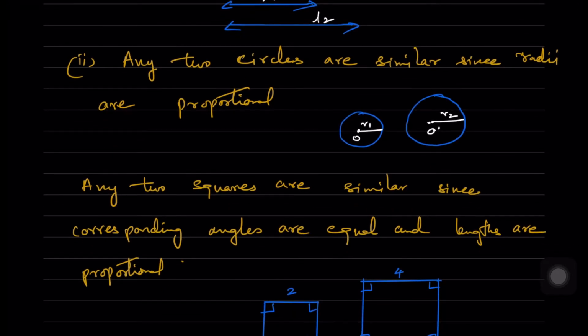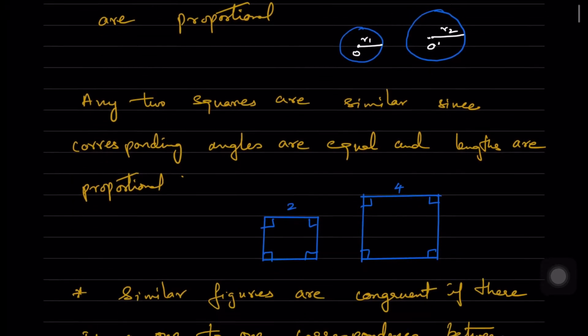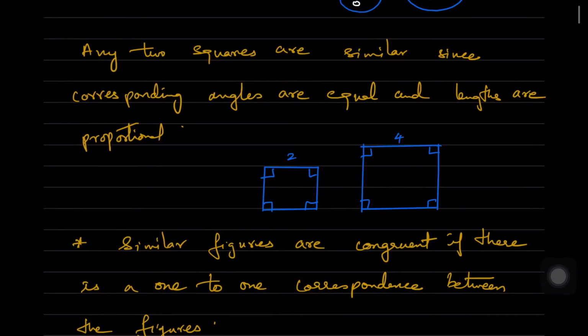You can have different radii but the same shape. Size need not be the same. Therefore these two circles are said to be similar. Any two squares are similar since corresponding angles are equal and lengths are proportional. In a square, you take any square, all the angles will always be 90 degrees. Because the corresponding angles are equal, and also the lengths are proportional.